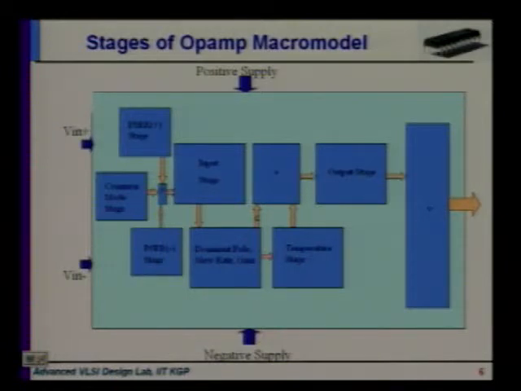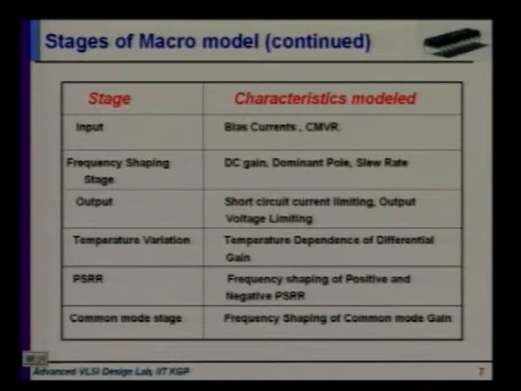Now we start with the tool. You put these different specification values into the model and different component values get evaluated. These are the different stages. Suppose at the input stage some bias current gets modeled here. Another thing is your input common mode range, that also gets modeled.